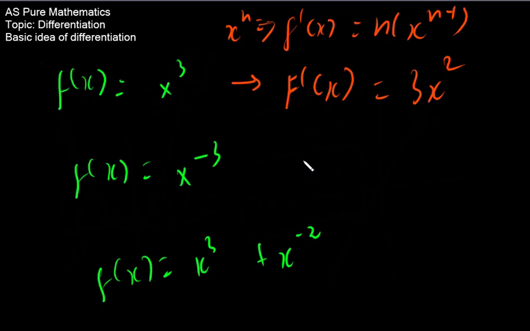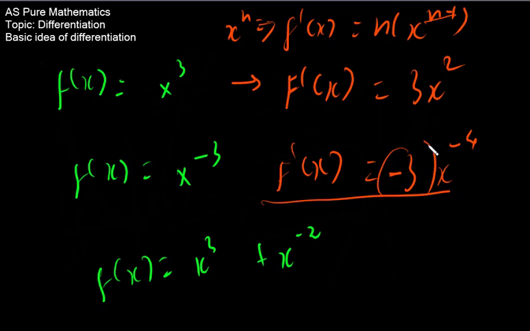Here similarly, we now have minus 3. So this is minus 3 times x to the power of minus 4. Now we have n equal to minus 3. So n goes here, that's minus 3. n minus 1 is minus 4. So x to the power of minus 3 minus 1 is x to the power of minus 4. So this is what we get.